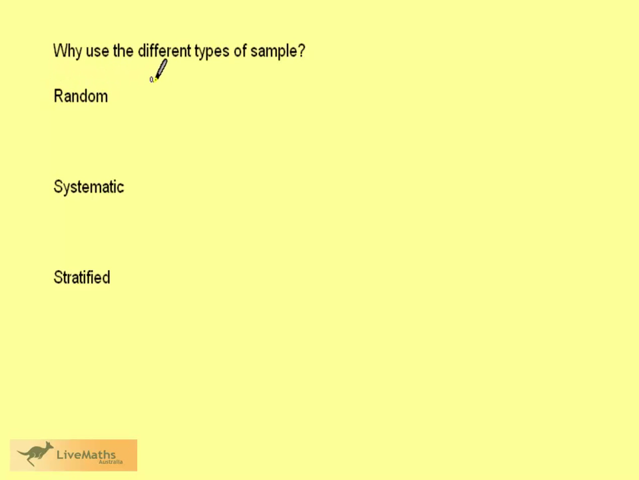Why use the different types of sample? What are the pros and cons of each type? Consider the random sample. Its main advantage is that it's simple to do. It does, however, have problems.